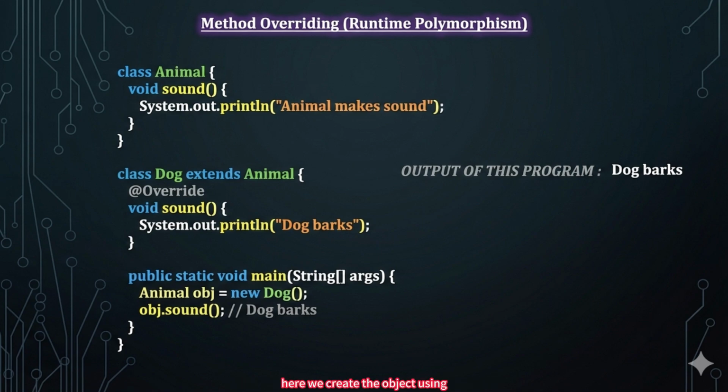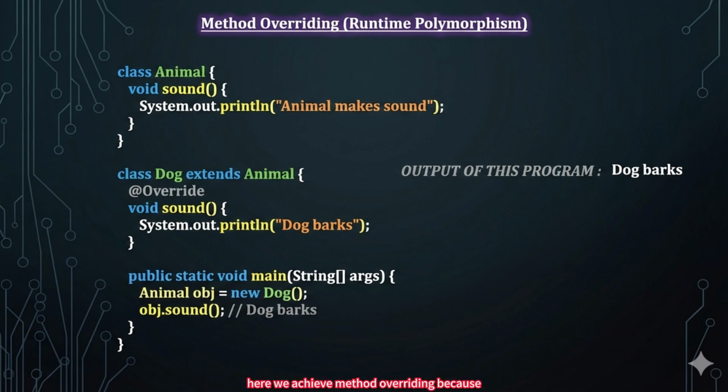Now move to the main method inside the dog class. Here, we create the object using animal obj is equal to new dog. Here, animal is the reference type. Dog is the object type. Now we call obj.sound. Even though the reference type is animal, the object type is dog. At runtime, Java checks which object is created. Since the object is dog, it calls the dog class sound method. So it prints dog barks.